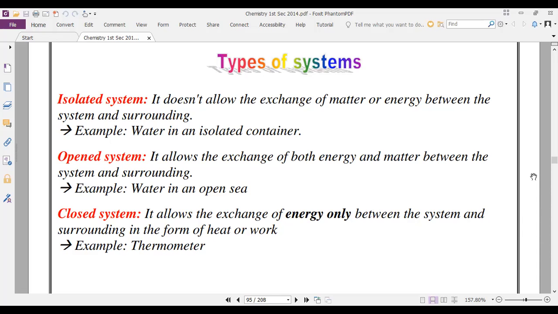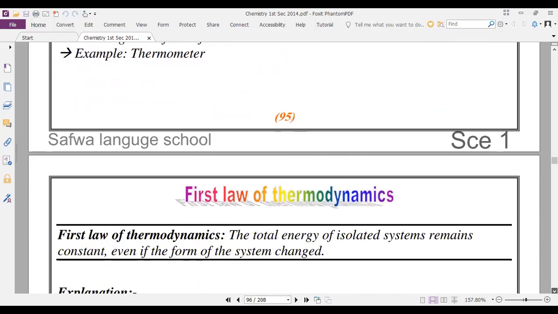Right, it's called the closed system, which allows the exchange of energy only between the system and surrounding in the form of heat or work, as a thermometer. So what's meant by closed system? Closed system allows the exchange of energy only between the system and surrounding in the form of heat or work. Example, thermometer.